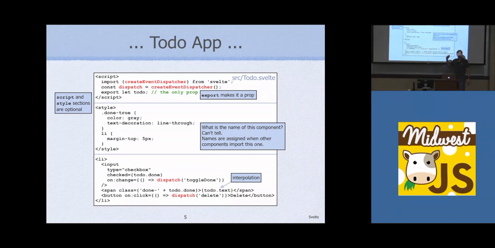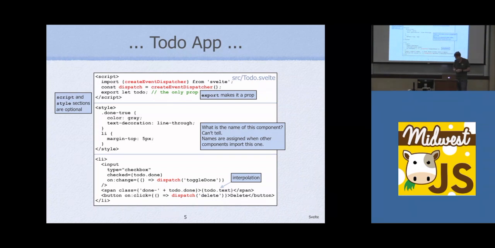It's just any HTML I want. And in fact, the first two sections are optional, so I could have a component that's just rendering some static HTML, and the whole Svelte file would be just a chunk of HTML at the bottom. So at the top, I do my imports, and in this example, I want this component to dispatch events that the parent component, the to-do list, can listen for.